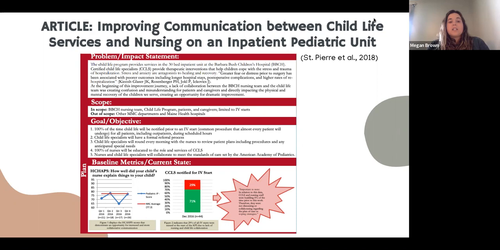And then I think this is a really important one as well: 100% of the nurses would be educated on the roles, services, and responsibilities of a child life specialist. And then the last one, they'll collaborate, right? They'll do all those things to work together.